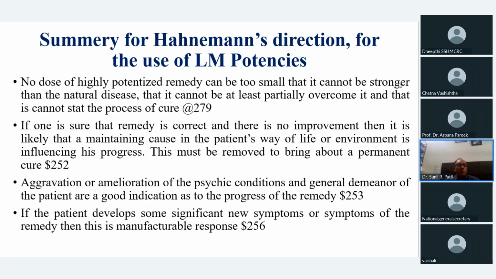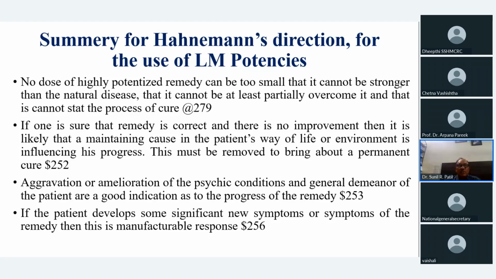279. If one is sure that the remedy is correct and there is no improvement, then it is likely that there is a maintaining cause in the patient, where his life or environment is influencing his progress. This must be removed to bring about permanent cure. There is aphorism number 252.